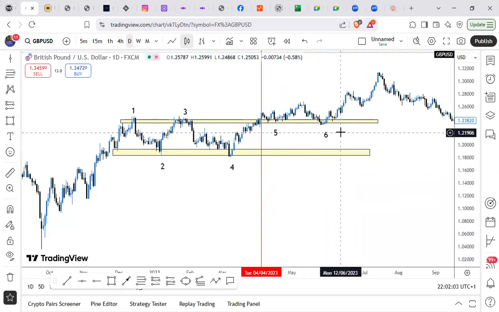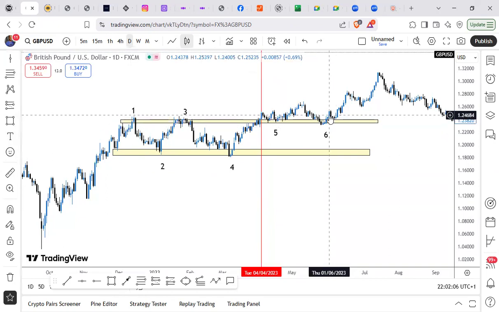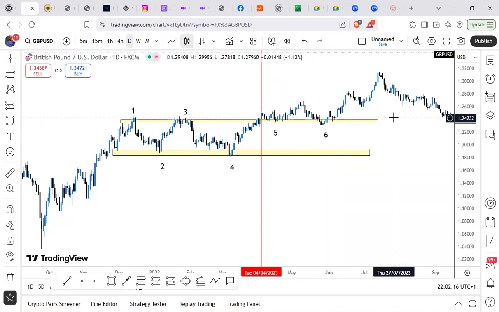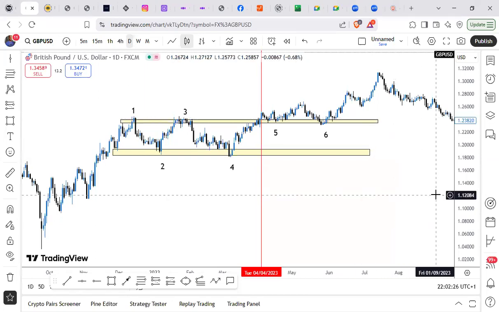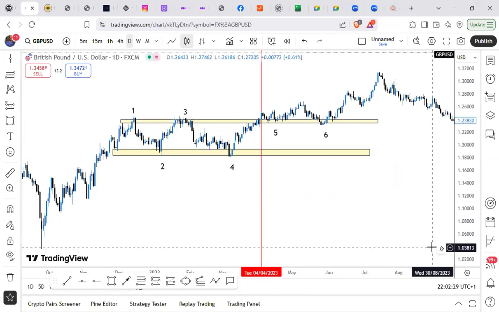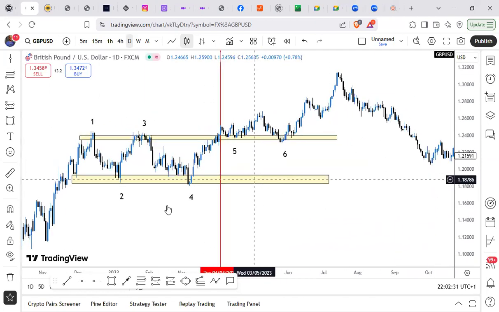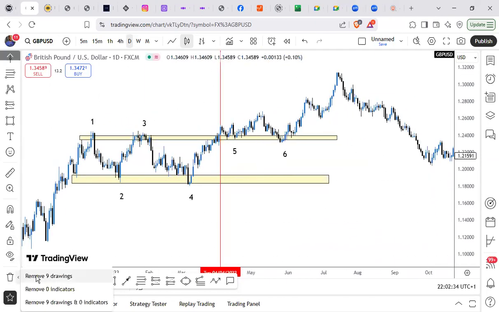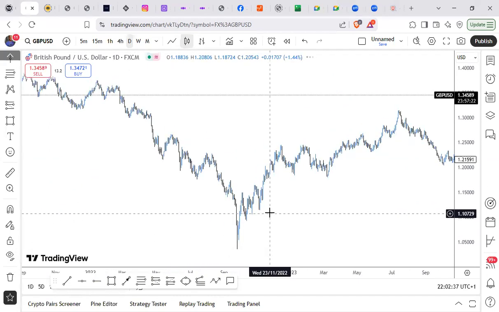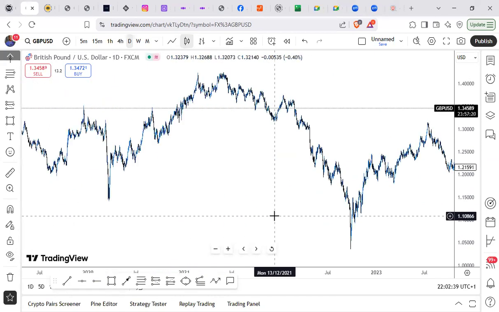So five and six, market now acted as what? A support. So before it was a resistance, now it became what? Support. So this is how we start analyzing our trades from here. All right. Let's put other ones.